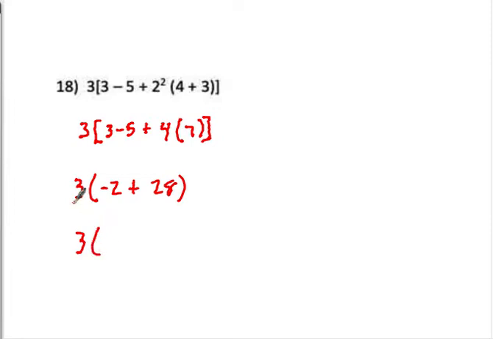And then I'm okay if you can solve these however you want to do. If you want to do distributive property here, that'd be a little weird, I think. But if you wanted to, you could do it. Or if you want to combine these terms next, that'd be fine too. So negative 2 plus 28 would be 26. And then 3 times 26 should be 78.